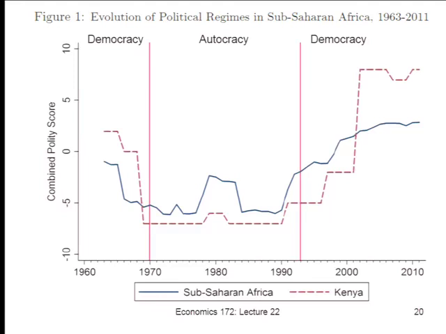So the period to the left there counts as democracy until about 1969 or 70, where Kenya goes below -5. So this is an autocratic period until about 1992, 1993, after which Kenya becomes democratic again. So there's kind of three periods: a democratic period right after independence, a couple decades of autocracy, and then a more democratic recent period. So that's what we're kind of looking at. Democracy kind of gets turned off and on again in Kenya.